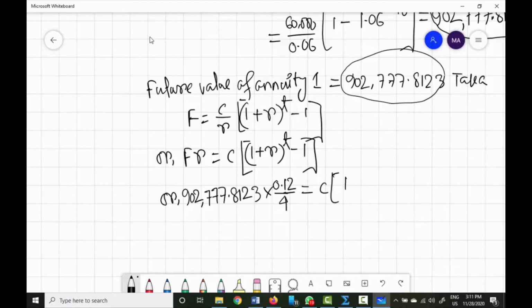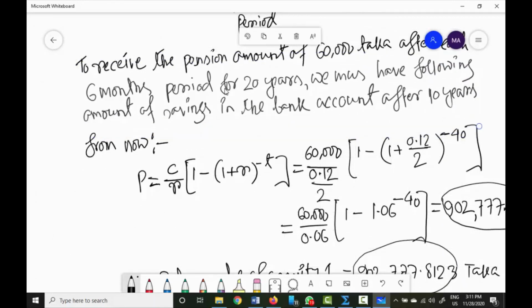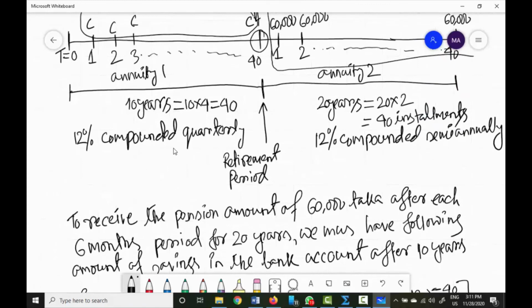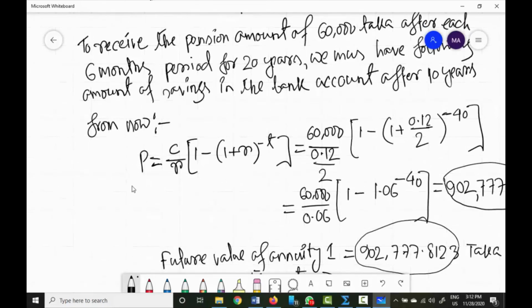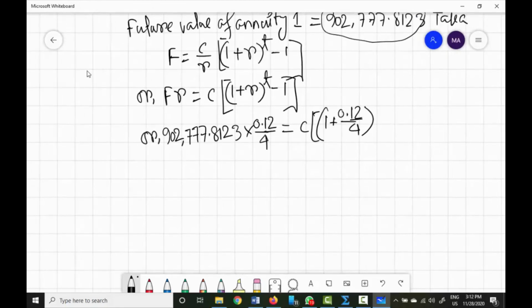So C into 1 plus 0.12 divided by 4, power T. How many cash flows are there? In annuity 1 we have 10 years, that means every year we will have a total of 4 quarters, that means 40 installments. So in annuity 1 there are 40 cash flows. So power T means power will be 40 minus 1.